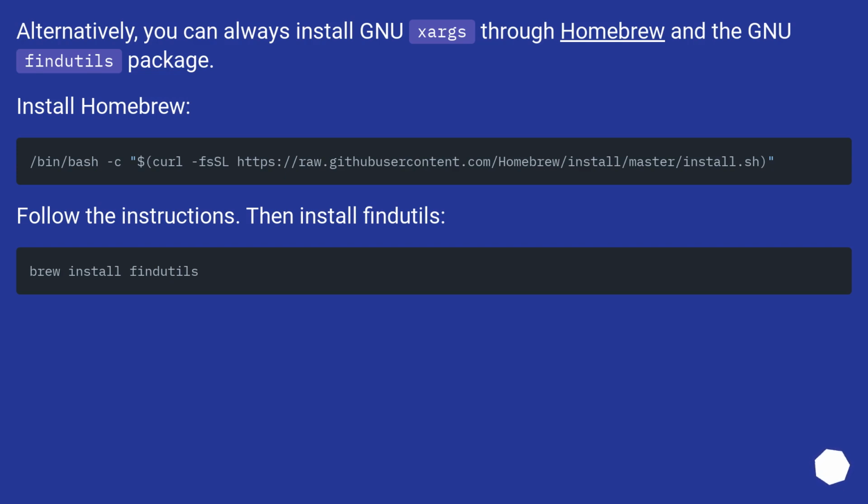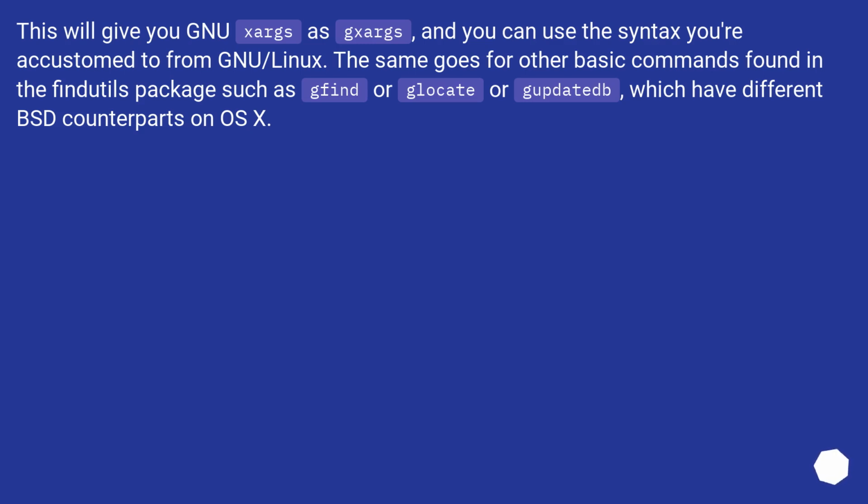Alternatively, you can always install new xargs through Homebrew in the new FindUtils package. Install Homebrew. Follow the instructions. Then install FindUtils. This will give you new xargs as xargs, and you can use the syntax you're accustomed to from GNU/Linux. The same goes for other basic commands found in the FindUtils package such as find or locate or updatedb, which have different BSD counterparts on OS X.